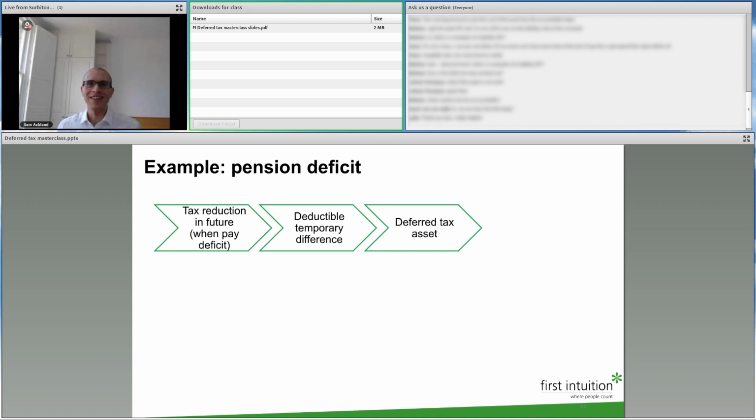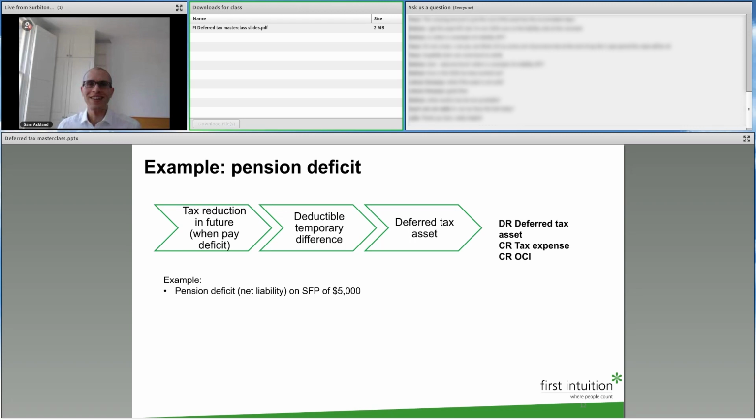Most territories around the world only give you a tax deduction for pensions when you actually pay the liability. So we have a future reduction in our tax bill when we pay the liability. This leads, therefore, to a deductible temporary difference and results in a deferred tax asset. Now, you can appreciate I'd get the opposite situation if I had a pension asset on my statement of financial position, but I think this one's maybe a bit more intuitive. And to be honest, who ever sees a pension asset on the statement of financial position in real life?